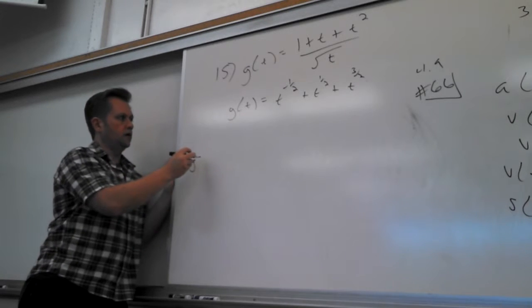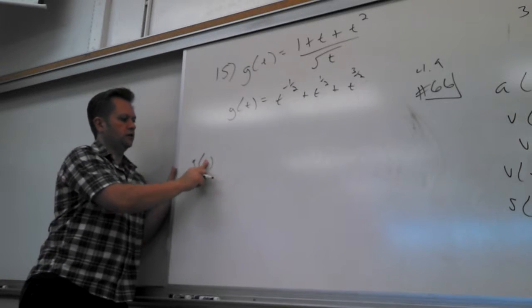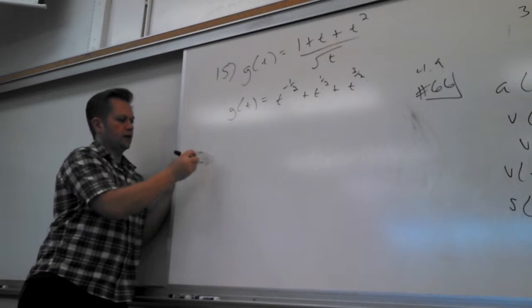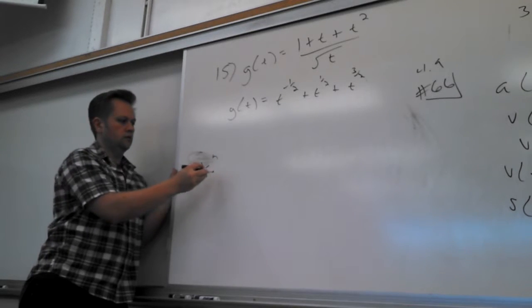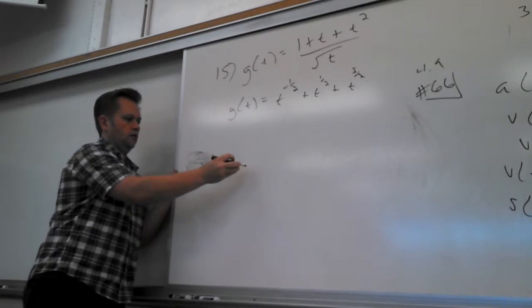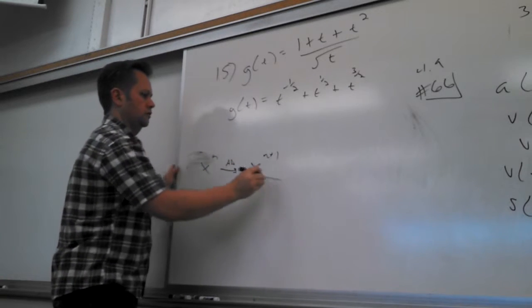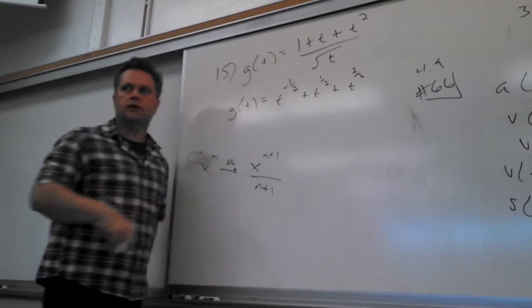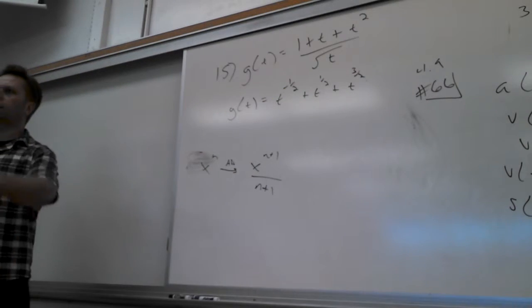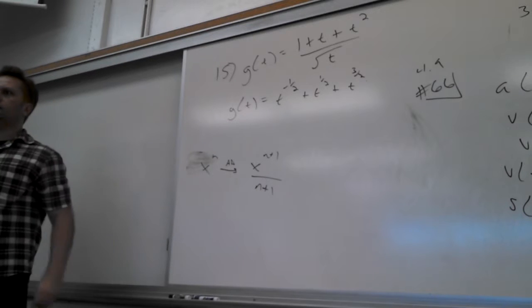We said if it's x to the n, what's the antiderivative of that? X to the n plus 1 over n plus 1. So just apply that here, and here, and then just tack on a plus c to cover for the unknown constant that might have been there.